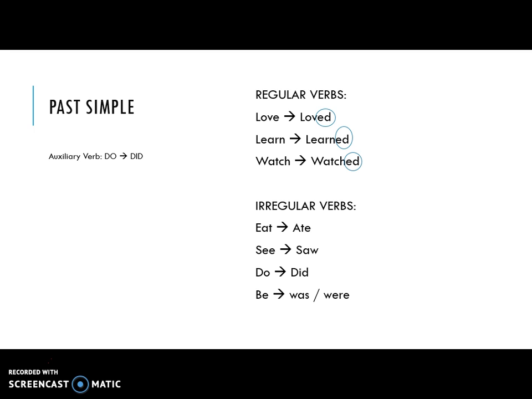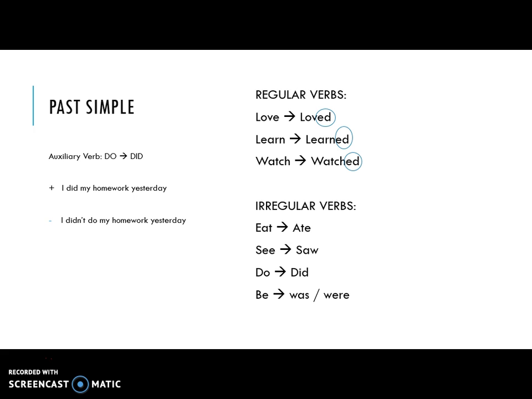Now let's look at an affirmative sentence. I did my homework yesterday. Remember that in affirmative, we don't use an auxiliary verb. In this sentence, the word did is the main verb. There is no auxiliary verb for affirmative sentences.